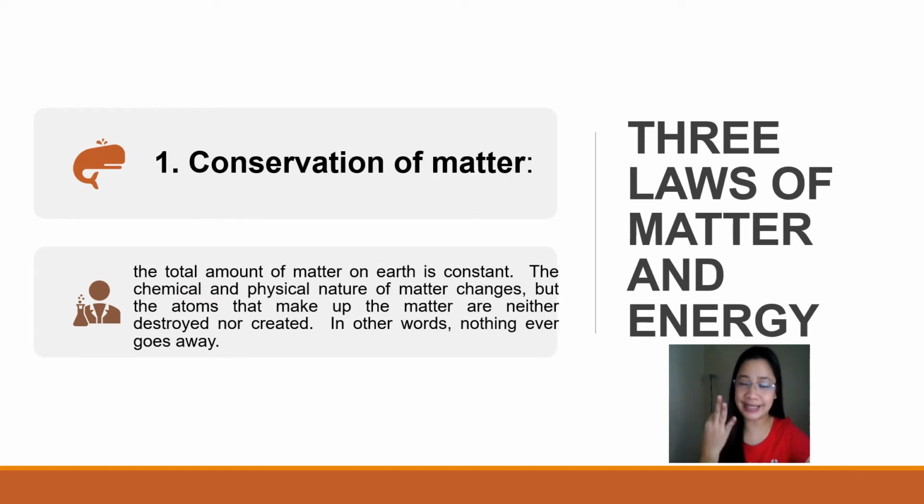Okay, now we are done with the examples of energy. So the next three slides will be dealing with the three laws of matter and energy. First one is the conservation of matter. The total amount of matter on Earth is constant. The chemical and physical nature of matter changes, but the atoms that make up the matter are neither destroyed nor created. In other words, nothing ever goes away. So that is the law of the conservation of matter.